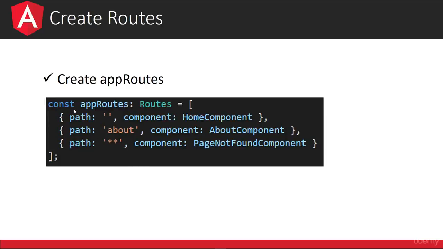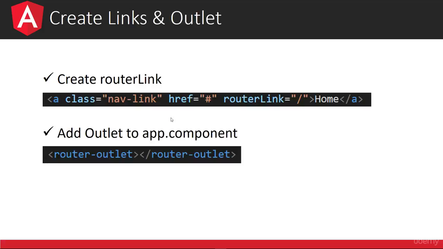Once we do that, we can start to create our routes. We create a constant called appRoutes, and you can see we define our path and then the component that path should go to. And then all around the site, wherever we want to add links, we can just add an a tag, and we can put a routerLink attribute going to that specific path. And we just have to create this router-outlet directive inside of our main app component.